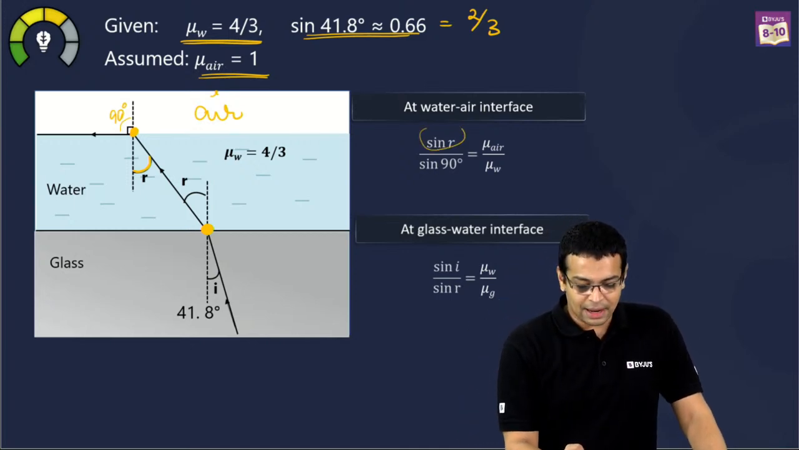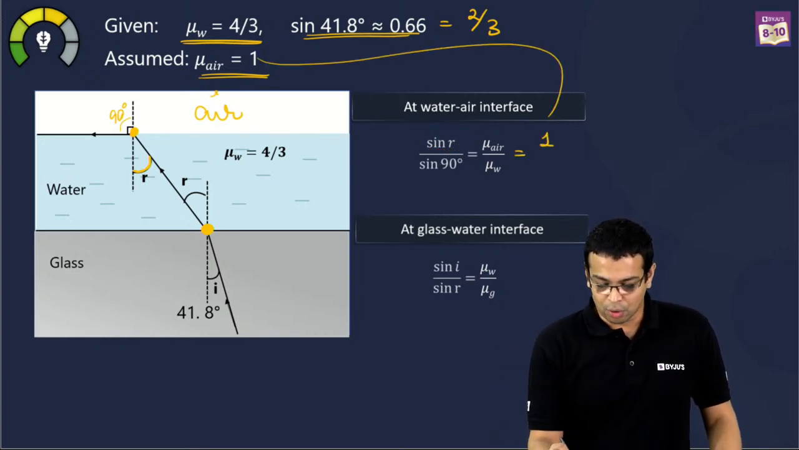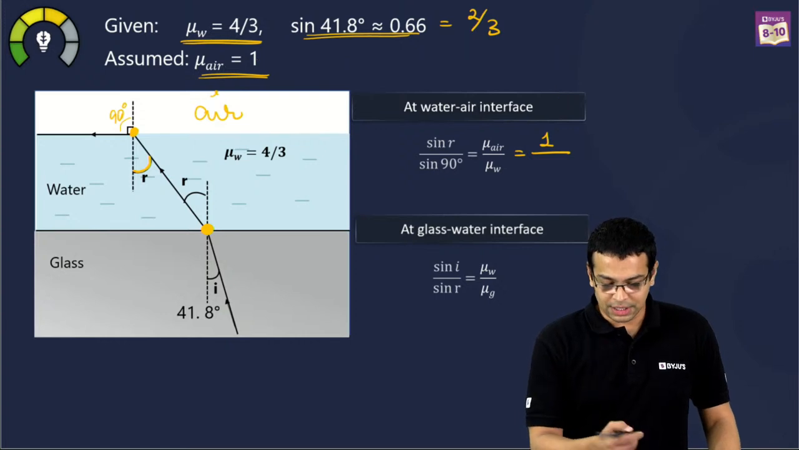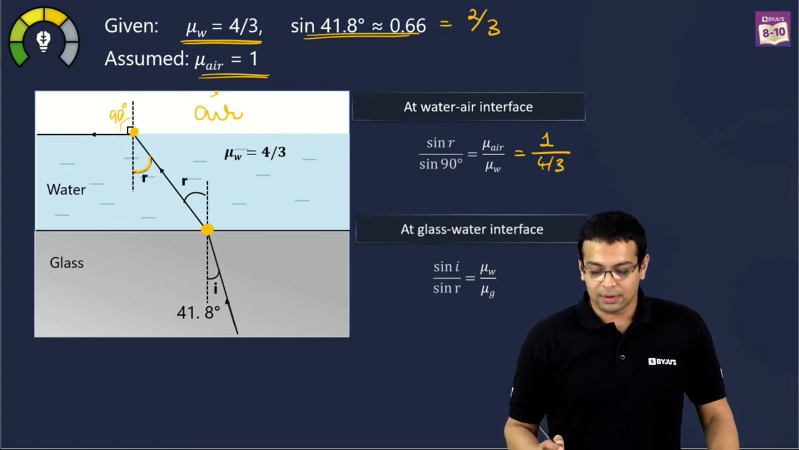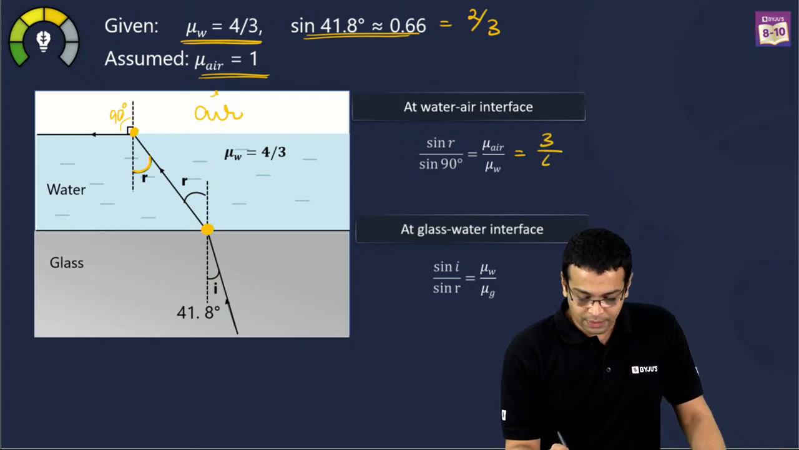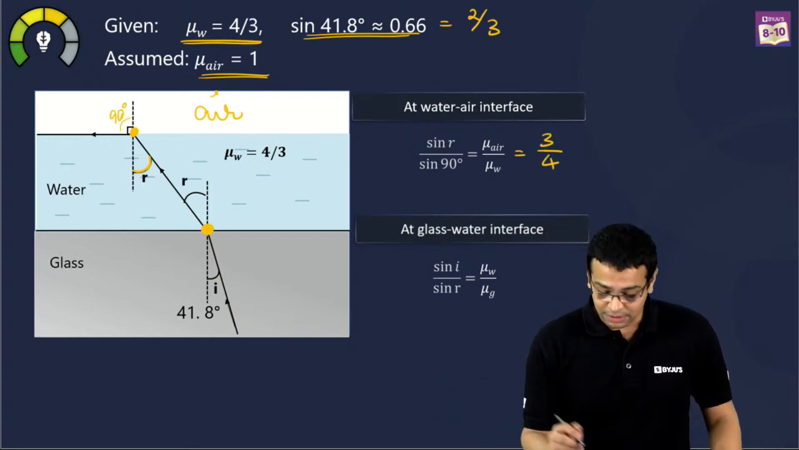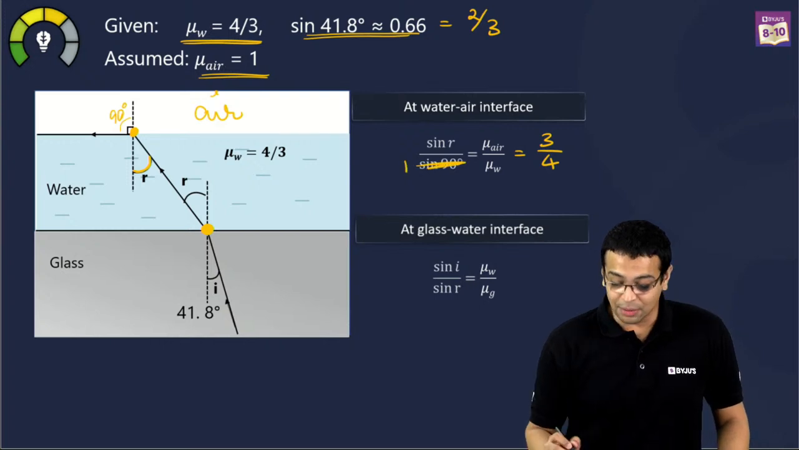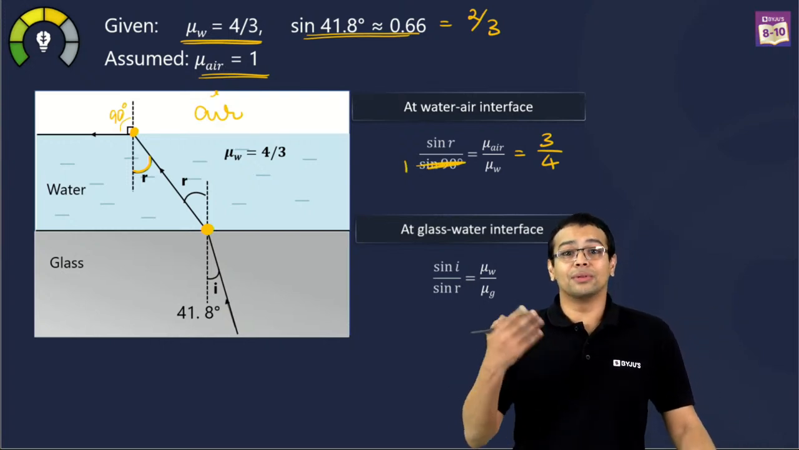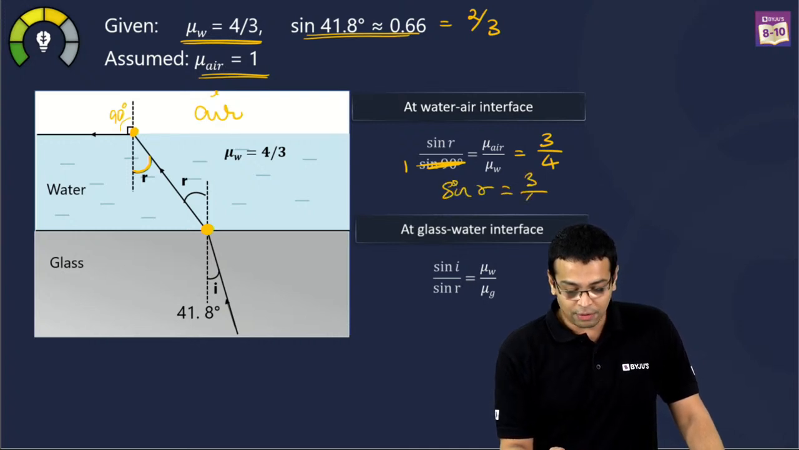So, look, sine R by sine 90 is equal to mu air, which is nothing but 1, over mu water, which is nothing but 4 over 3. What is 1 over 4 over 3? That's basically 3 over 4. It doesn't stop there. What is sine of 90 degrees? Sine 0 is 0. Sine 90 is 1. In other words, sine R is equal to 3 over 4. That's it. So cool. So we have sine R equals 3 over 4.